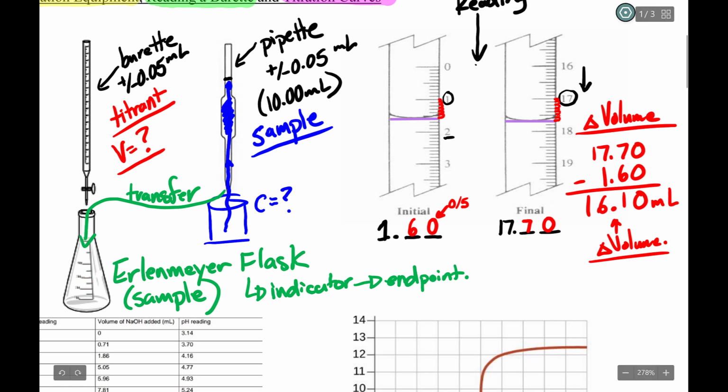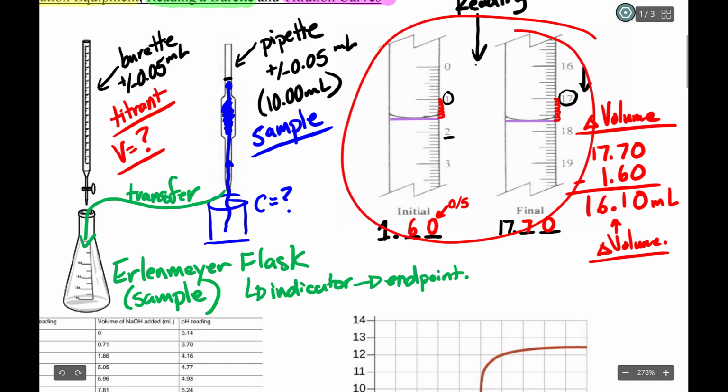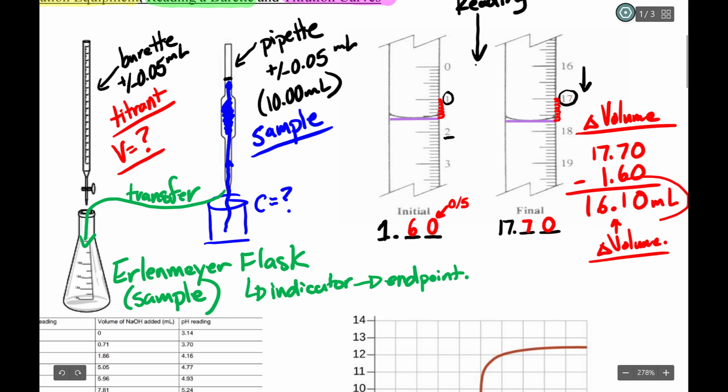We would do 3 trials or 4 trials or 5 trials where we get a change in volume of what it took to change the indicator color of the solution, and then we would use that information to calculate the concentration of our unknown. So that's one way of doing an acid-base titration, where your goal is simply just to get the concentration of your unknown. There's another way you can do it.